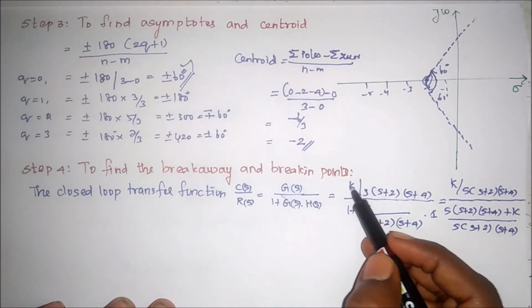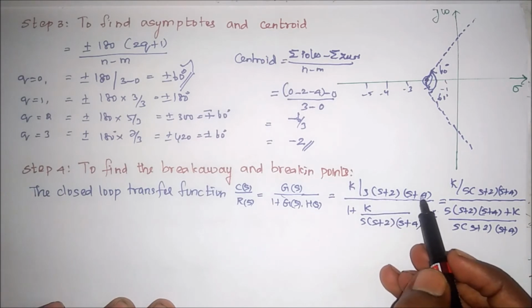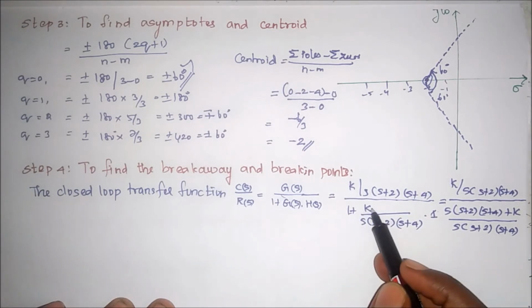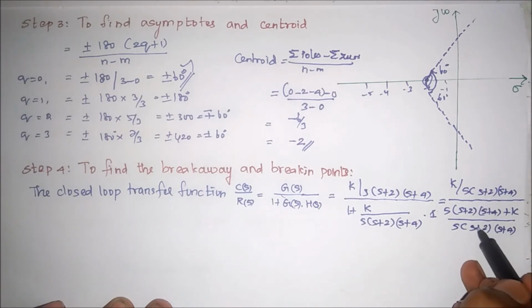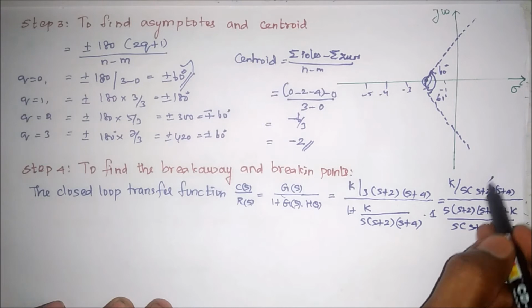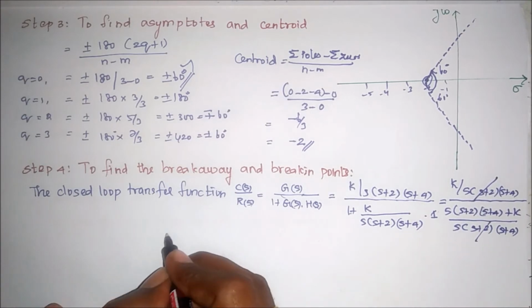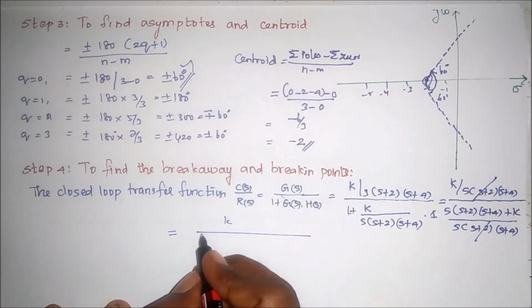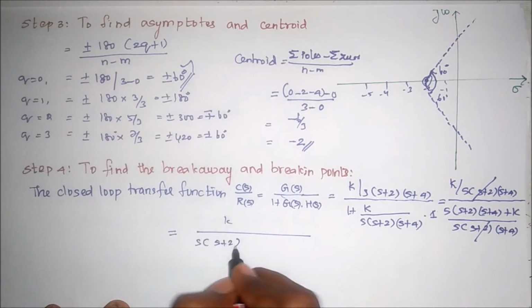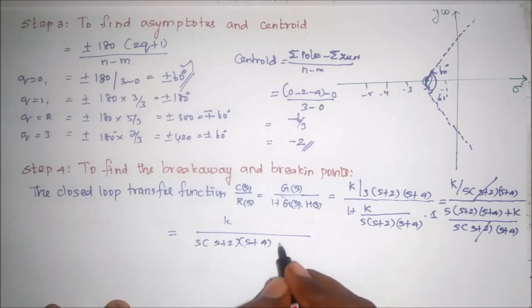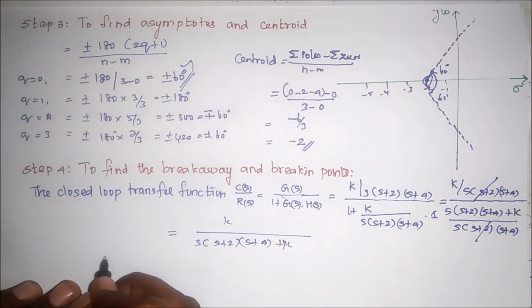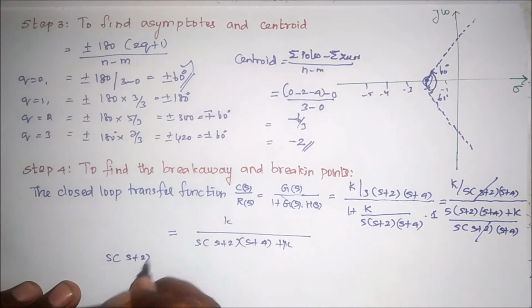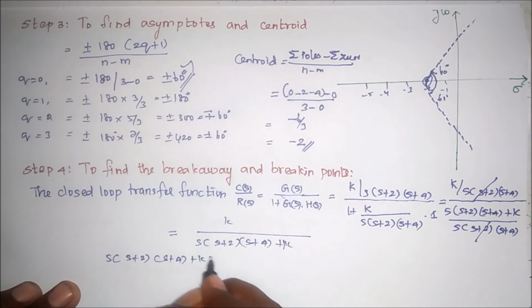So now G of s equals K divided by s into s plus 2 into s plus 4, divided by 1 plus G of s, which is K divided by s into s plus 2 into s plus 4. Here the gain we considered as unity. Then we have to take the LCM. If we take the LCM, we will get this equation. Here this term and this term are the same. Therefore, finally the transfer function equals K divided by s into s plus 2 into s plus 4 plus K. So now this is the characteristic equation: s into s plus 2 into s plus 4 plus K equals 0.